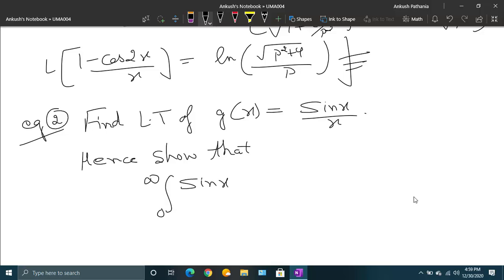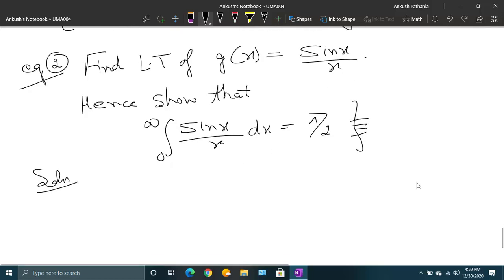Remember that the integration of sin x upon x is not solvable by the known analytical methods. Integration is not possible by the methods that we know. So Laplace helps us to find the integration. So we will see how it works to find such types of integrations.